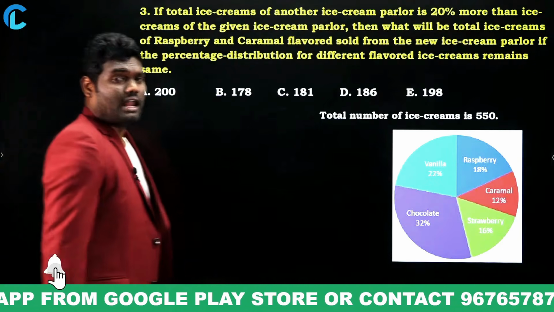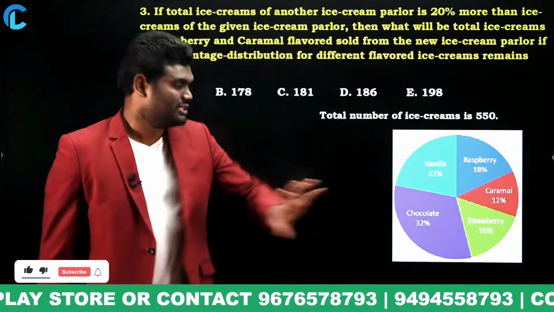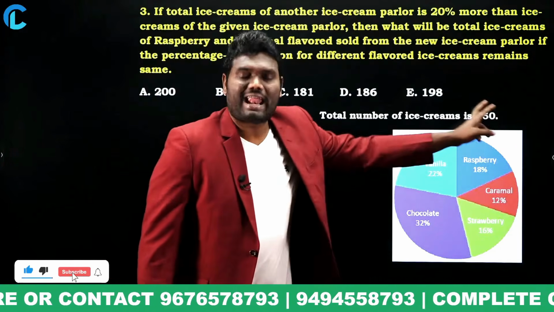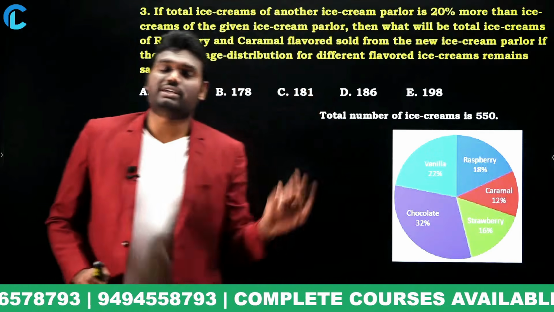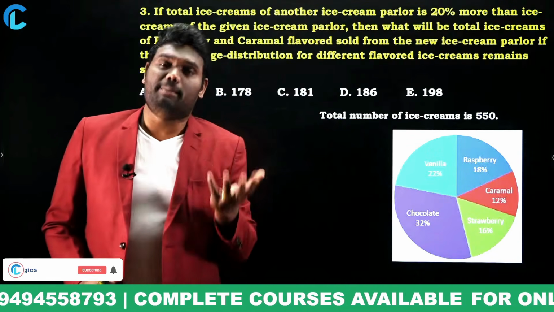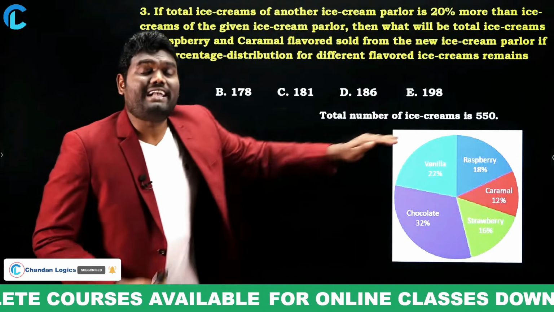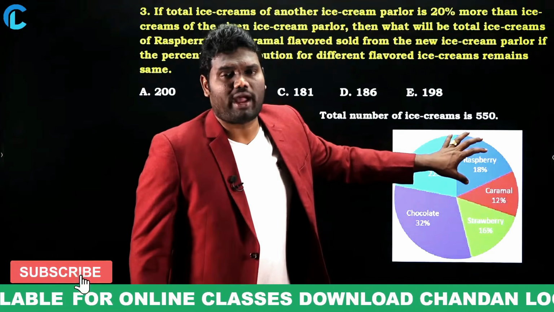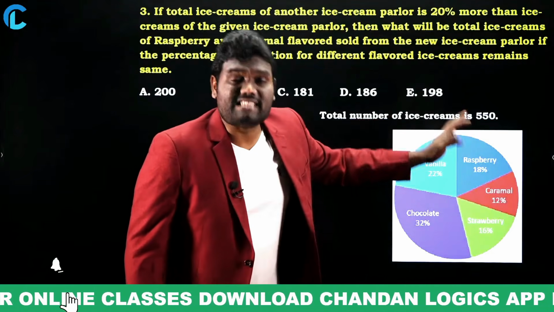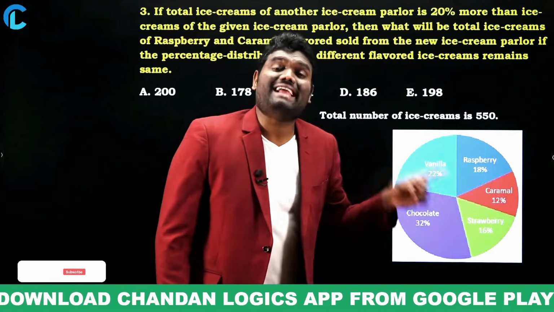Look at this question. What he is saying is, there is another ice cream parlor. So this is one ice cream parlor where we have a total of 550 ice creams, and this is the distribution. Now in this question they are saying there is one more ice cream parlor, and that parlor has 20% more than this one. Okay, 20% more. And it is saying that the distribution of different flavors remains the same.